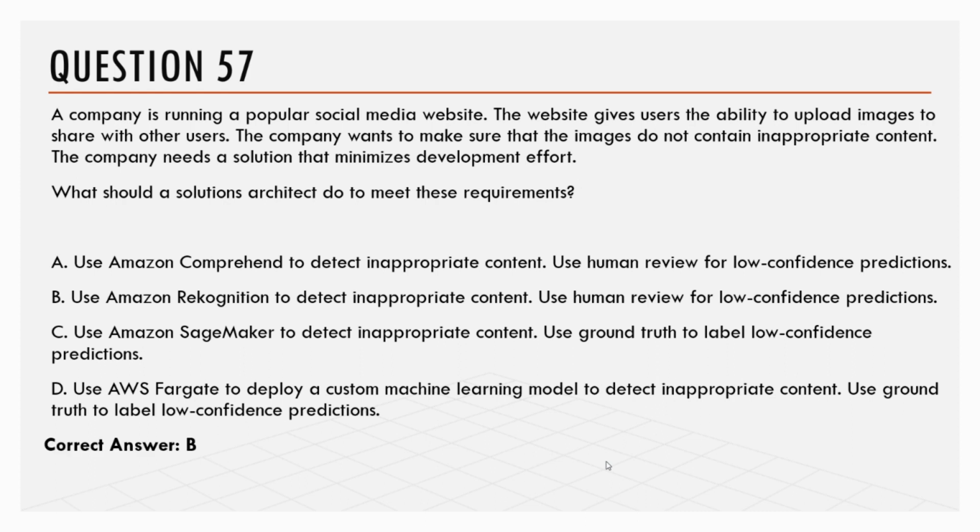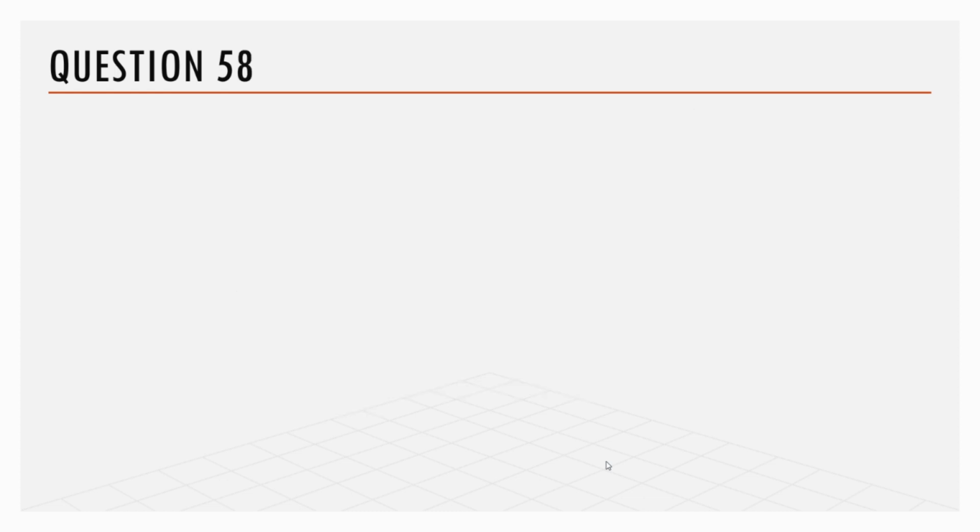And the correct option is option B, which says use Amazon Rekognition to detect inappropriate content. Use human review for low confidence predictions. Now let's move on to the next question.